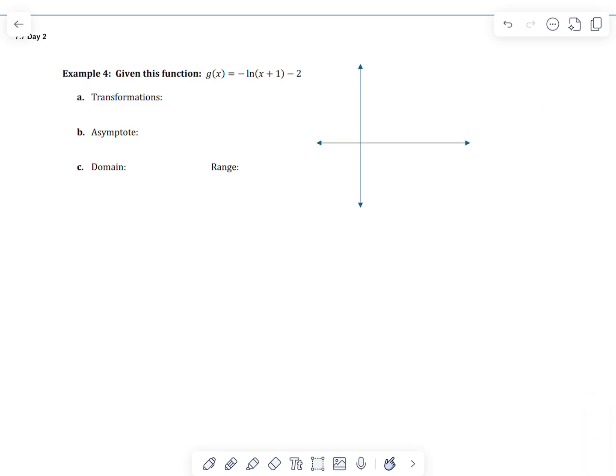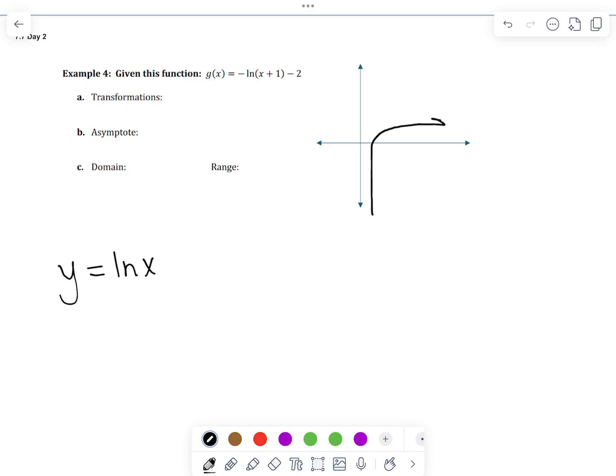Given this function, so now we have a child, and we want to describe it, graph it, and identify the domain and range. So who is the parent function? The parent function is y equals the natural log of x. So that's a function we graphed earlier. It looks like this. So there's our parent function. Just a quick sketch of it. Now we have some transformations, the child. We have a negative in front of the function. So what that does, it reflects it across the x-axis.